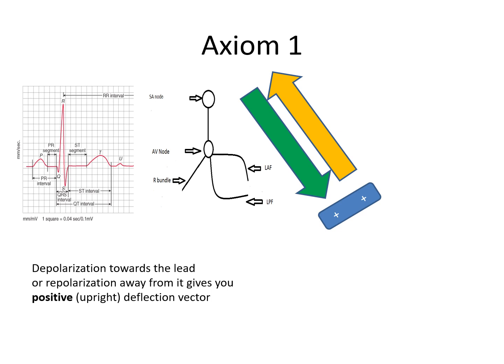There are 3 axioms we need to understand in order to interpret ECGs properly. Axiom number 1 is the fact that the leads are designed to create an upright deflection, a positive deflection, if they detect an increase in positive charge going towards them.